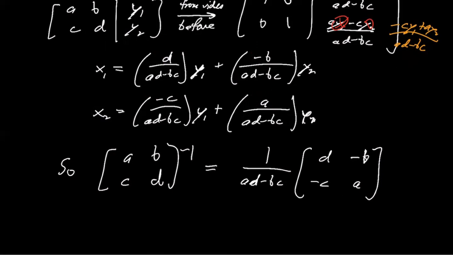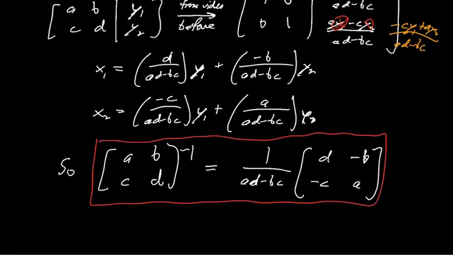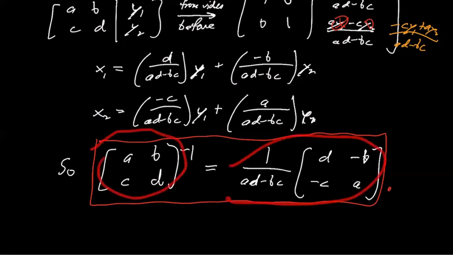And in fact, that is the general 2x2 inverse. Okay, so that's kind of a formula. That's kind of a nice formula. It's worth checking that if you multiply these two matrices, the original ABCD matrix, and you multiply it by this matrix, you actually get the identity.